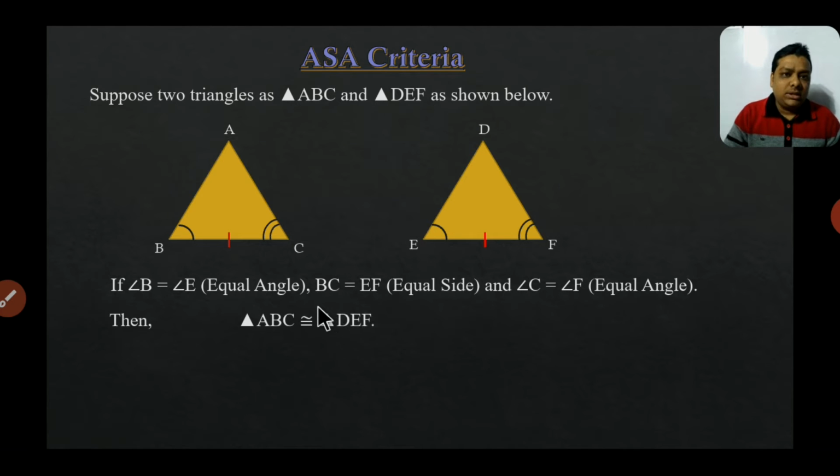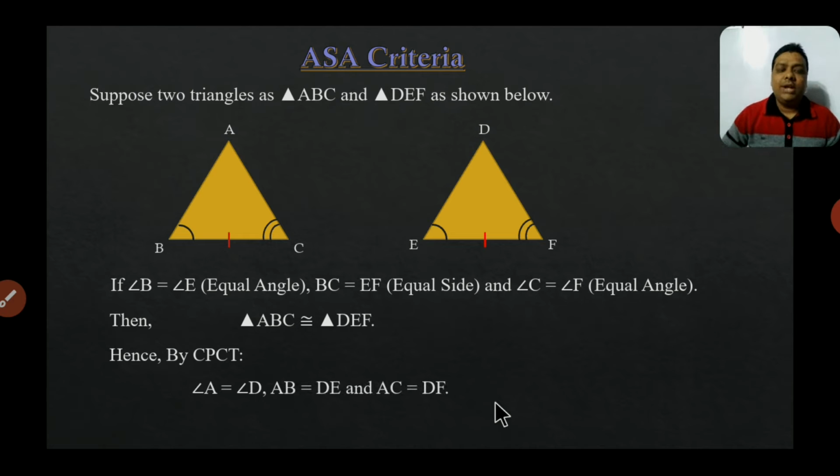And this is the sign of congruent. If these two triangles are congruent, then the rest of the parts of this triangle will be equal to the rest of the parts of this triangle. It means angle A will be equal to angle D, side AB will be equal to side DE, and side AC will also be equal to DF. And by what method? By CPCT. It means corresponding parts of congruent triangles. So these are the ASA criteria, angle side angle criteria.